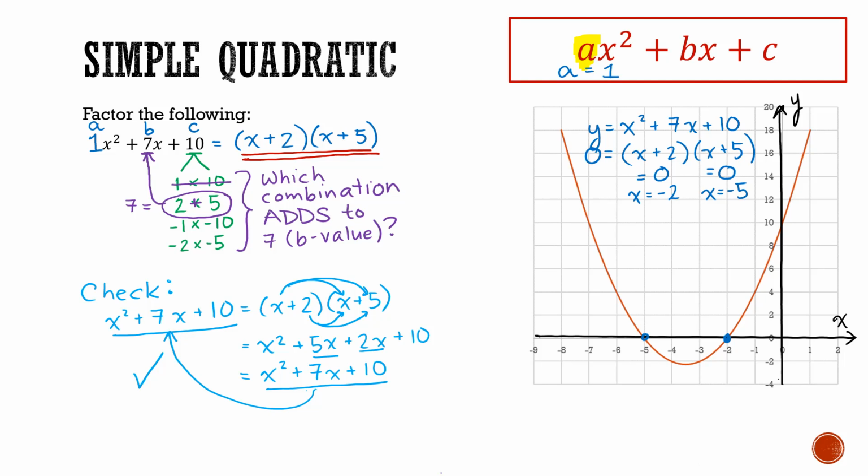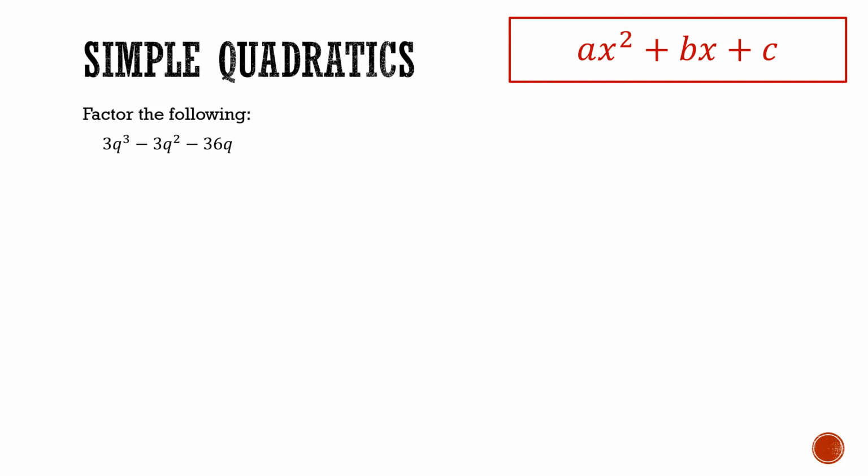We're going to do a couple more quick examples to dial in this process, and then we're going to get into some examples where that a coefficient for that x squared term is not 1, and we're going to have to make some adjustments for that. So here's our next example. I've got 3q cubed minus 3q squared minus 36q.